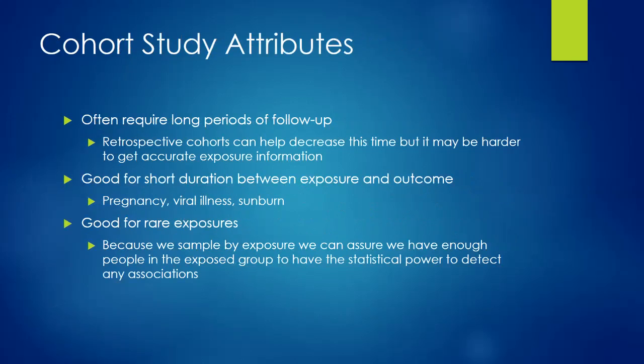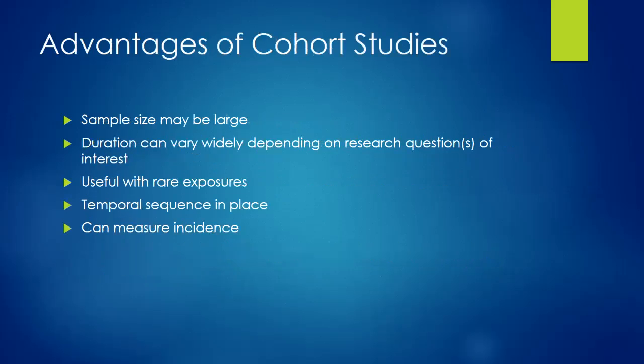So in general, cohort studies require long periods of follow-up, especially if we're doing them prospectively. So for that reason, they tend to be really good for short duration events between exposure and outcome, so things like pregnancy or a viral illness, sunburn, something that's relatively short term. They're also good for rare exposures because we're sampling an exposed group and an unexposed group. We can make sure that we have enough people in that exposed group to have the statistical power to detect an association with the outcome. So some advantages are that these can be really large studies. There could be thousands or tens of thousands of people involved in a cohort study.